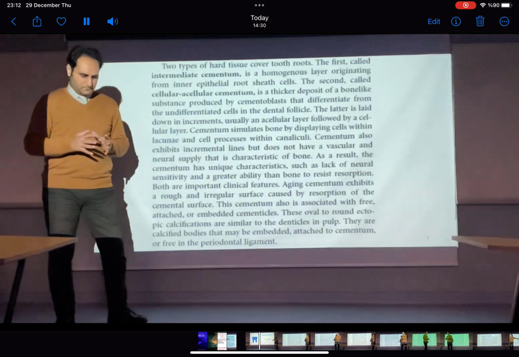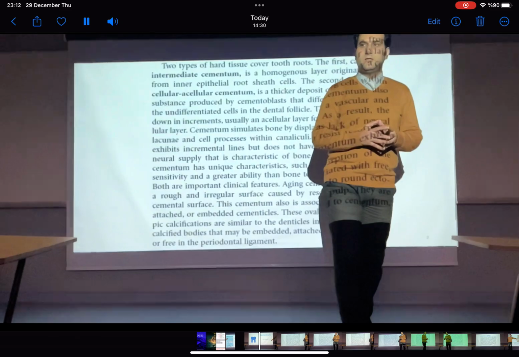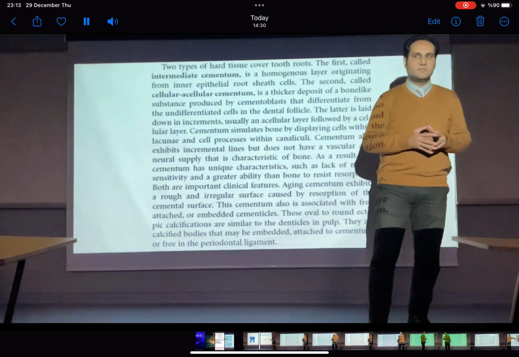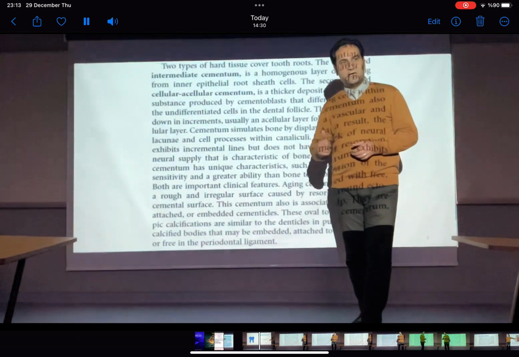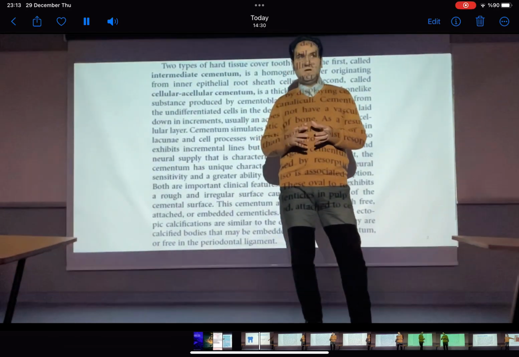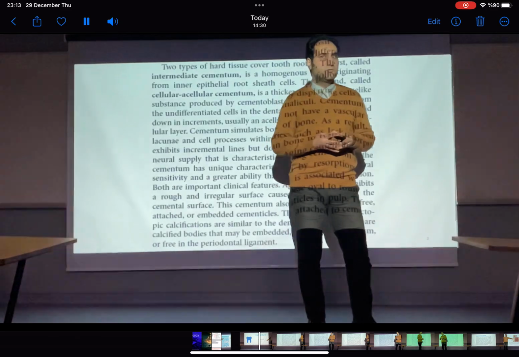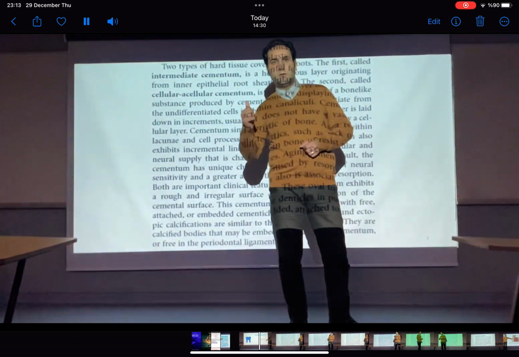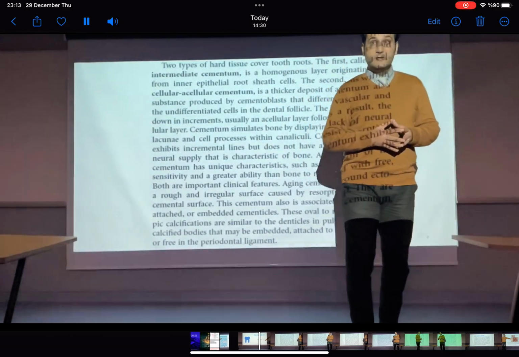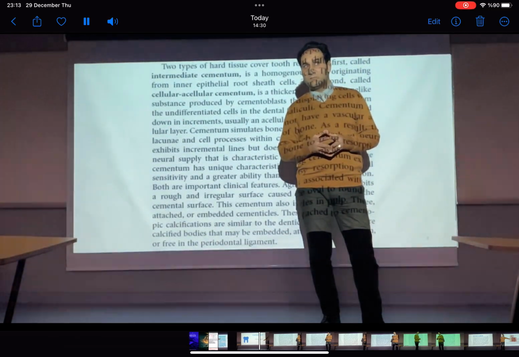we have a type of cementum known as the intermediate cementum. This intermediate cementum is our primary cementum also. What is the intermediate cementum? Intermediate cementum is our cementum which is produced with the Hertwig membrane. Remember the Hertwig membrane? Remember the epithelial diaphragm? The cementum which is produced with those cells is our intermediate cementum.